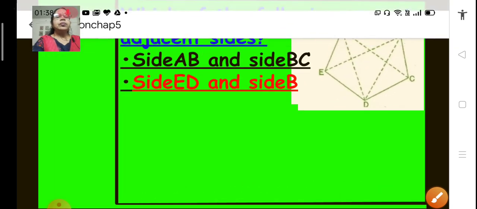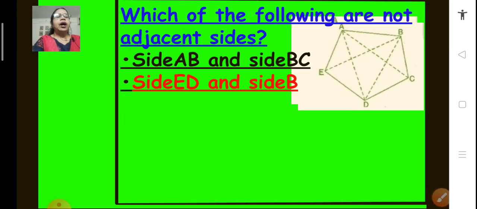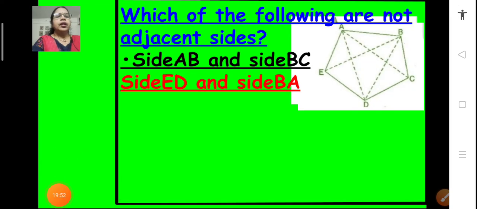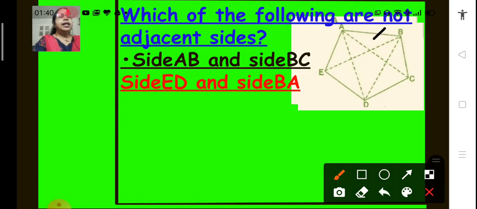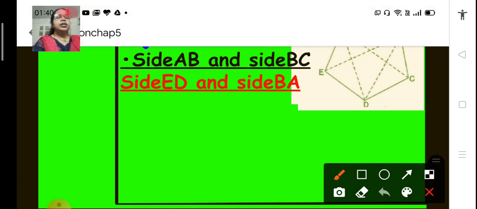Next question. Which of the following are not adjacent sides? So side AB, that means this side, and side BC. These are adjacent sides. Which are not adjacent sides? Second option is side ED and side BA. So side ED and BA are not adjacent sides. So the right option is this one.